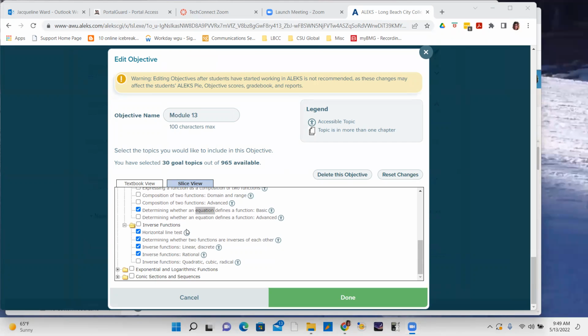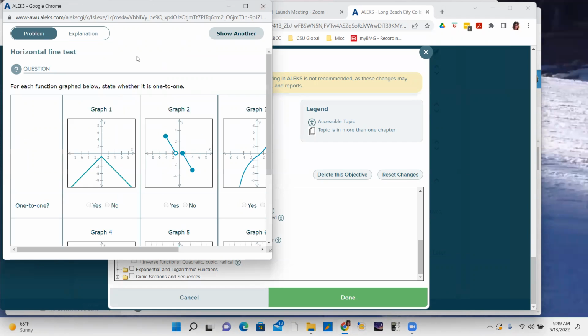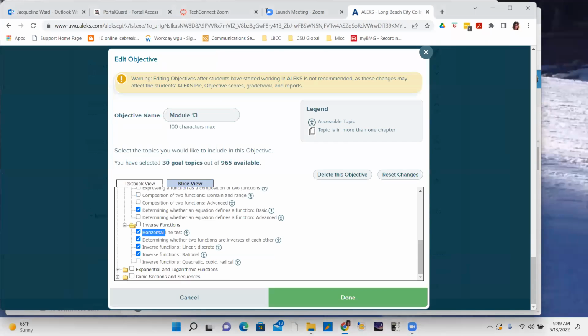And now we get into inverse functions. Maybe this is actually a good time to take a break because we're starting a whole new area.